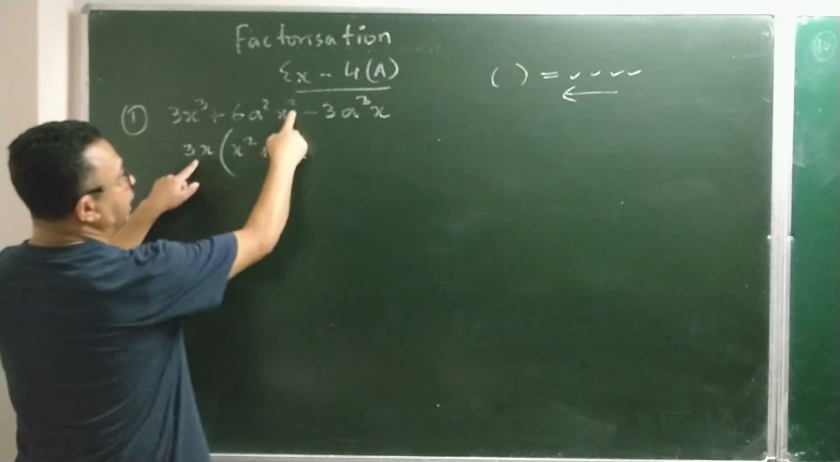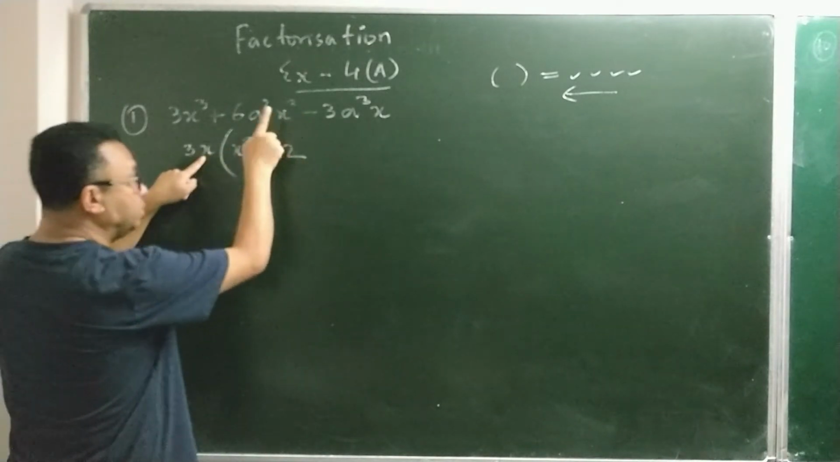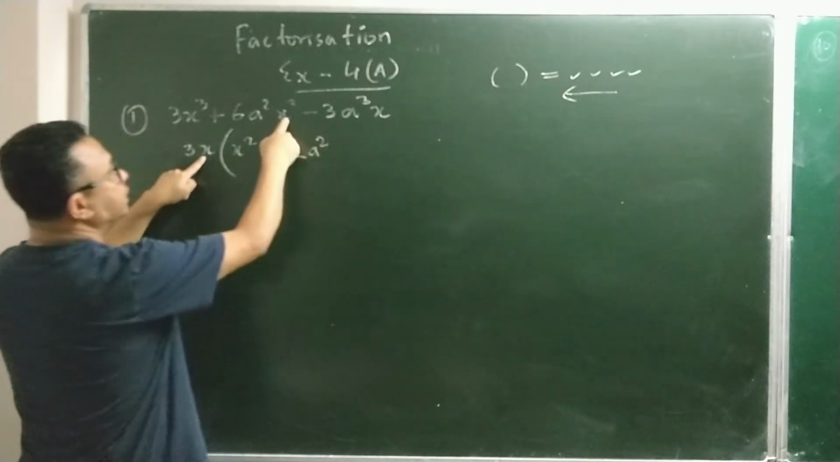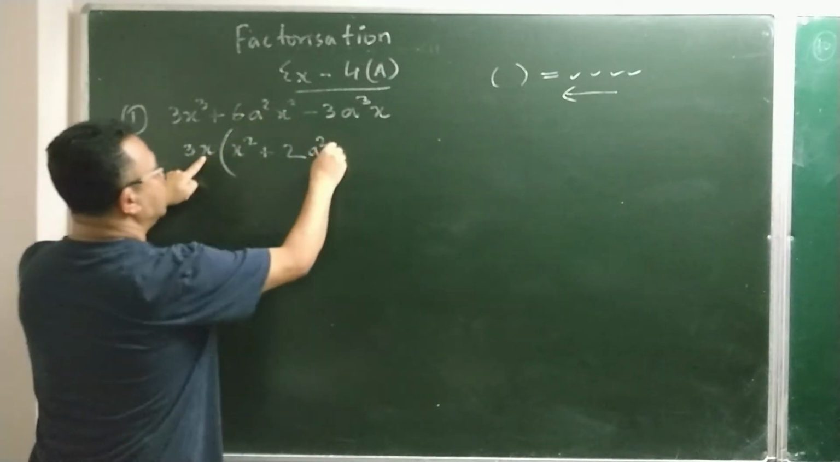Then out of x square, 1x is already out. So 1x will be still there. So a square we have not taken out, so that means a square will be still there. Then out of x square, 1x is out. So 1x is still there.